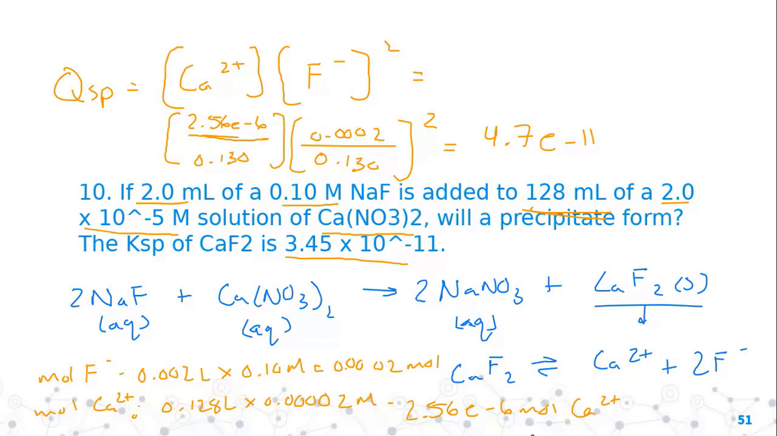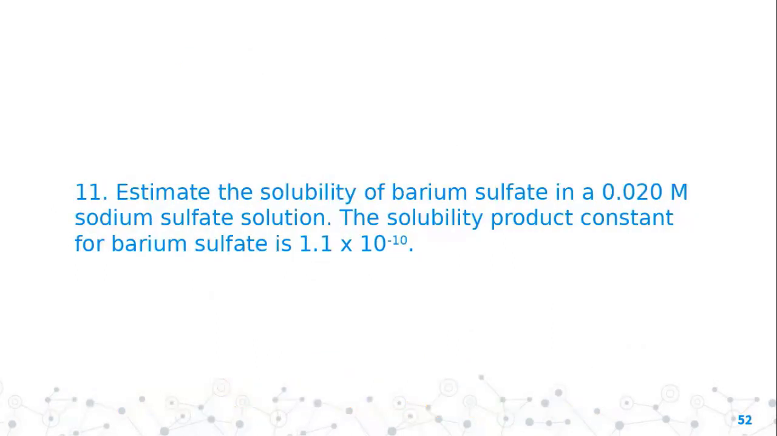Okay, so I'll move on to the next one, number 11. Estimate the solubility of barium sulfate in a 0.02 molarity solution. Would a precipitate form if Q was greater? Yes, on the previous question, number 10, we said our Qsp was larger than our Ksp, so a precipitate did form.